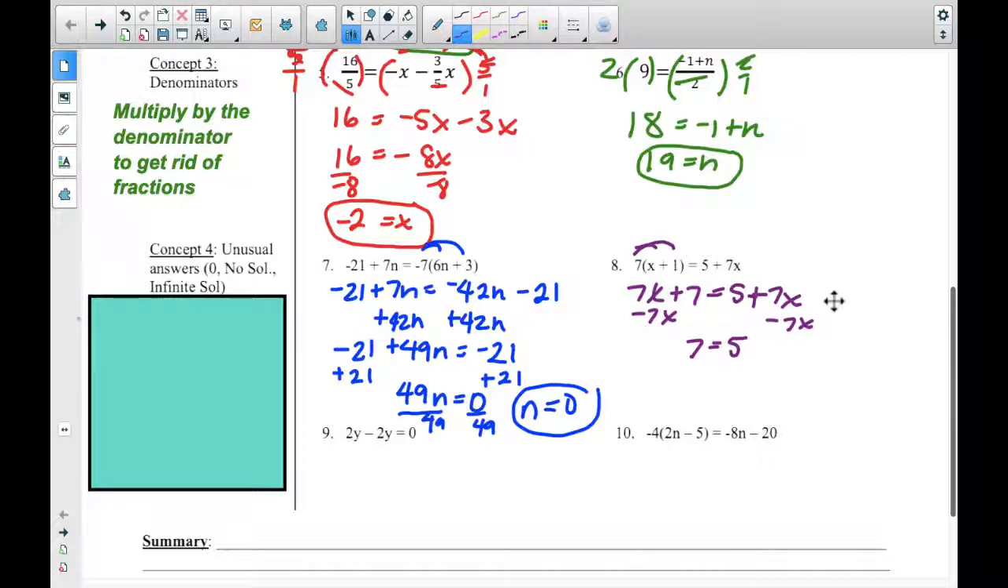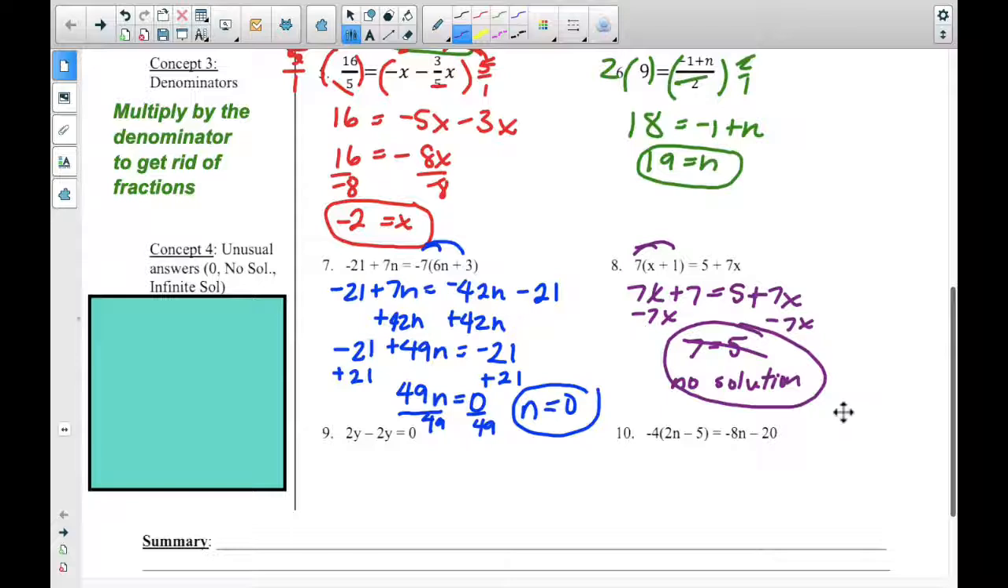I can't really go anywhere from here. I'm kind of done because there's no variables. My variables left me. Okay, does 7 equal 5? No. So what do we write in that situation? That is a no solution problem. And so our answer is just no solution. It's not really 7 equals 5. That's not really part of the answer.